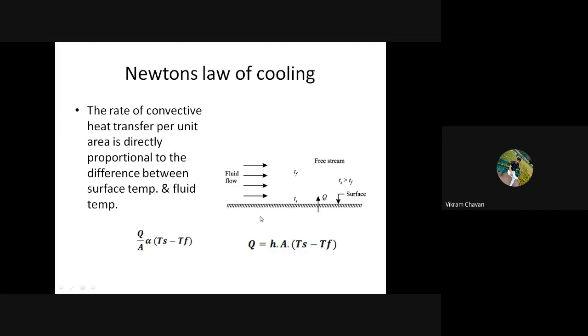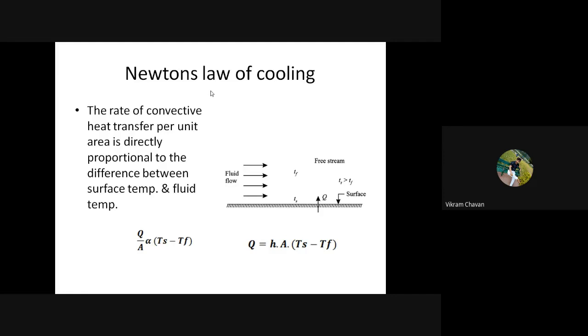T suffix S is the surface temperature. T suffix F is the fluid temperature, which is flowing over that particular surface. In this particular case, the surface temperature is greater than the fluid temperature, so the heat is transferring from the surface to the fluid.